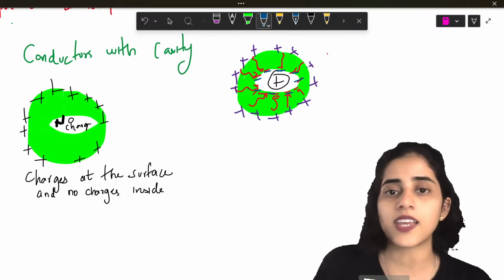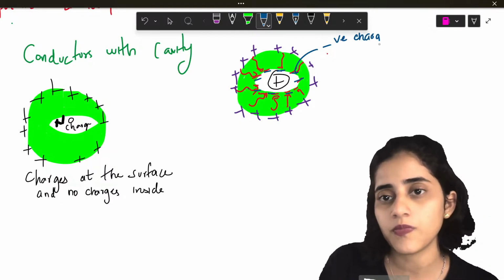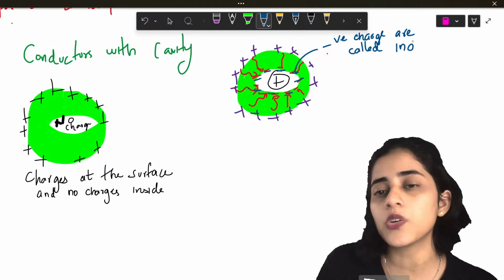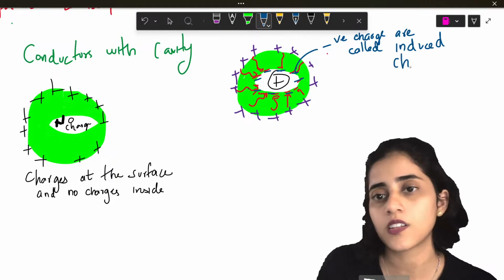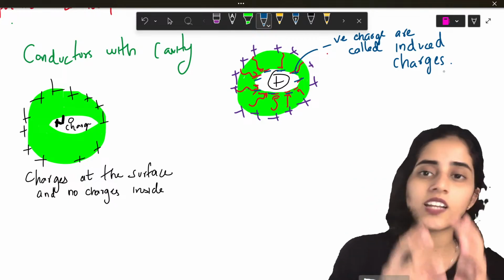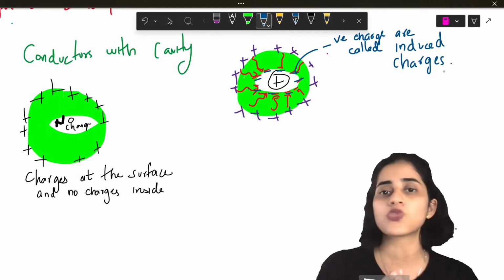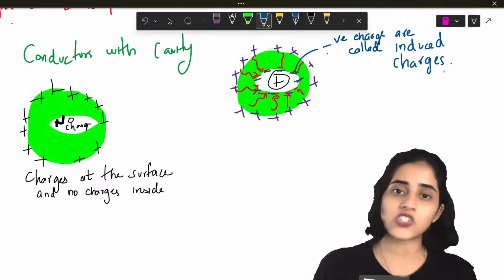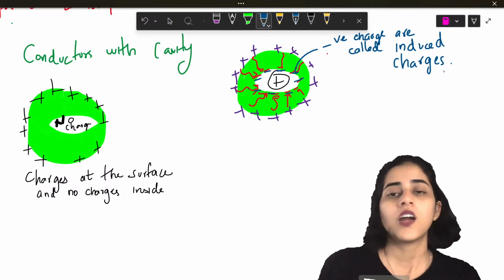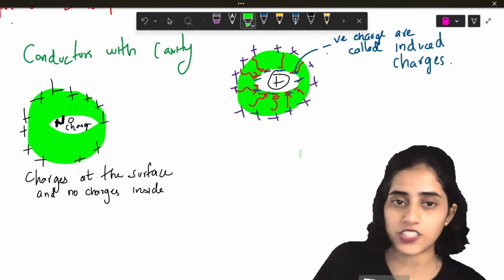Okay. So these negative charges are called induced charges. These negative charges are called induced charges because these are charges that are induced because there is an extra positive charge in the cavity. Generally there is no charge in the cavity, but because there is an extra positive charge in the cavity, these are induced.